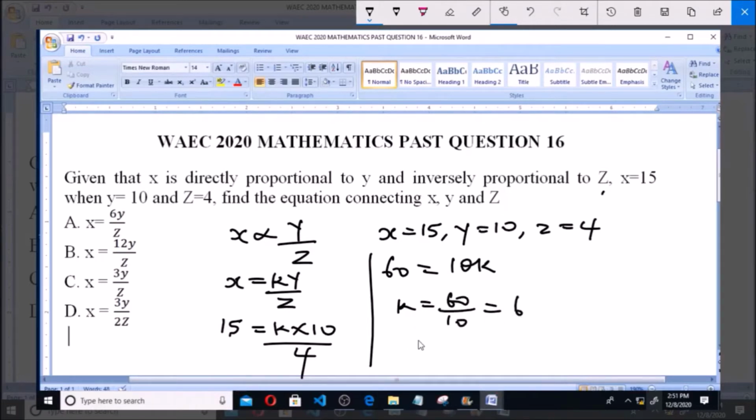Now we can see that the equation connecting x, y and z is x is equal to 6y all over z, and that is option A.